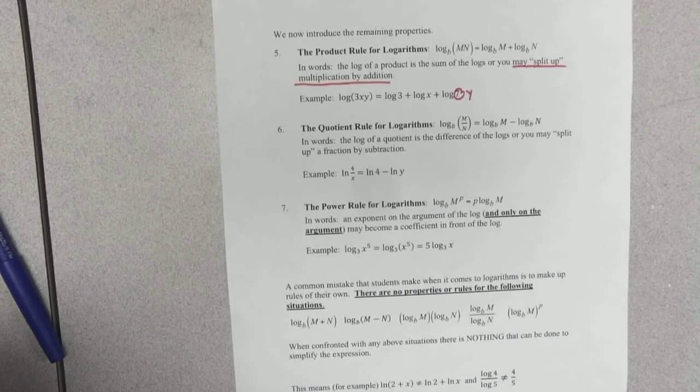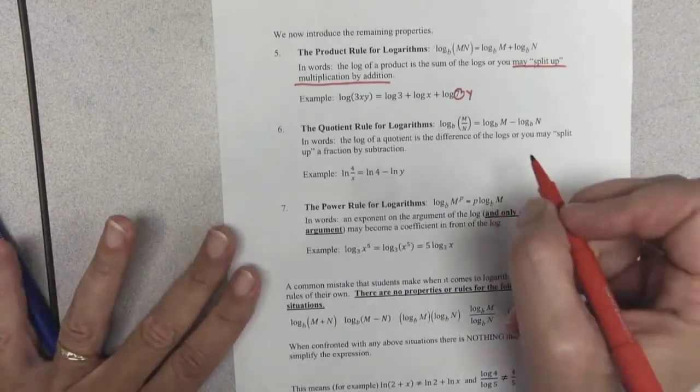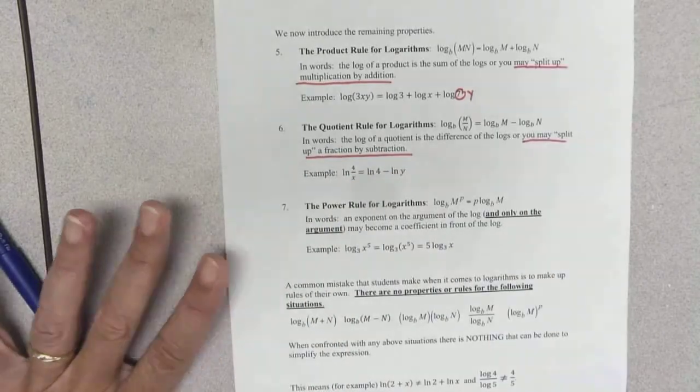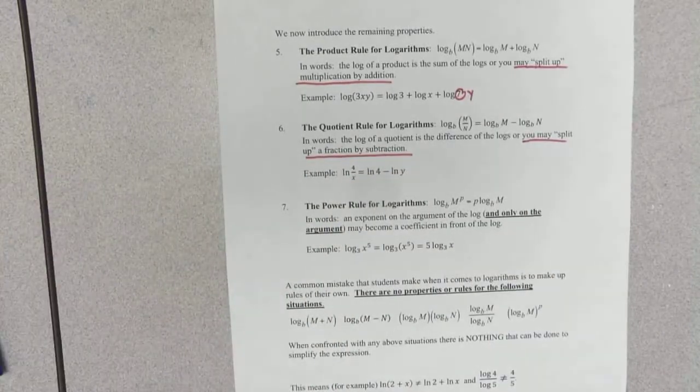Number 6, the quotient rule for logarithms. Log base b of m over n is log base b of m minus log base b of n. In words, the log of a quotient is the difference of the logs, or in way less technical words, you may split up a fraction by subtraction.